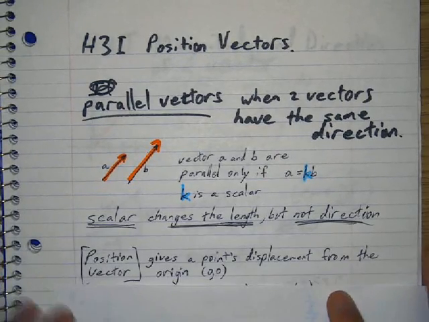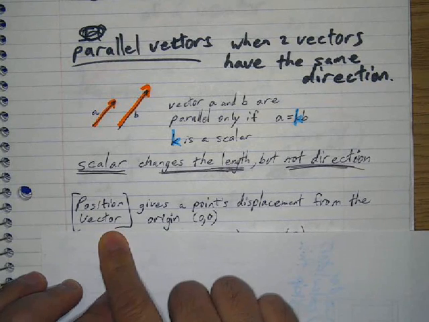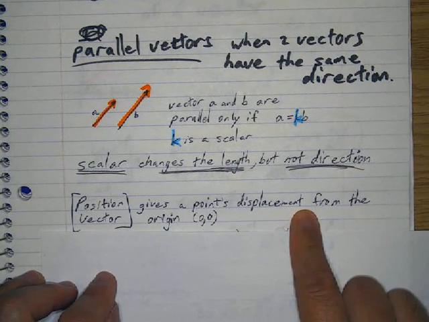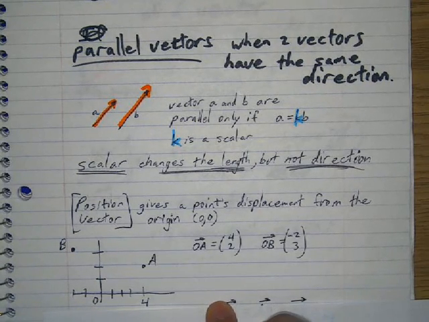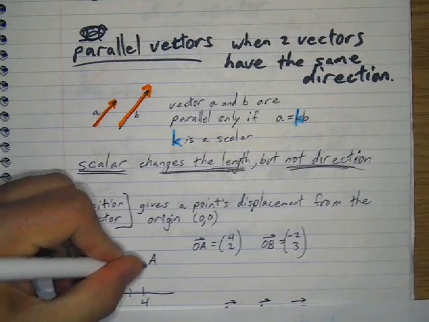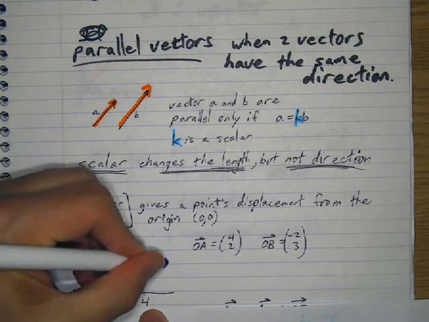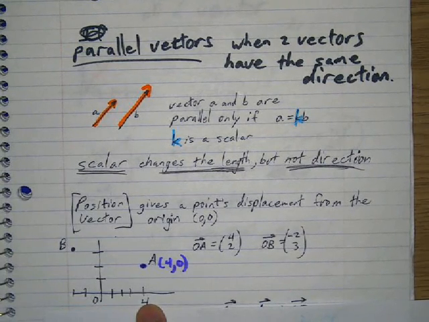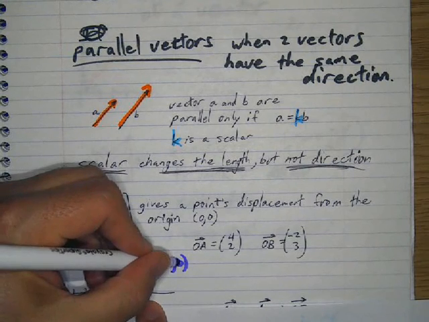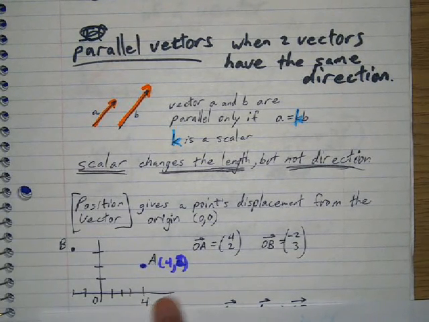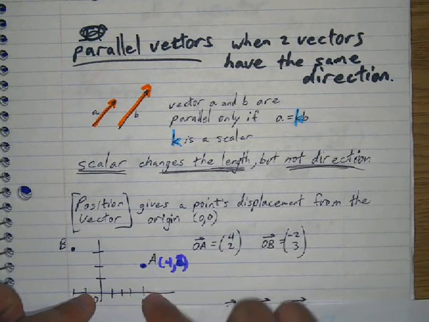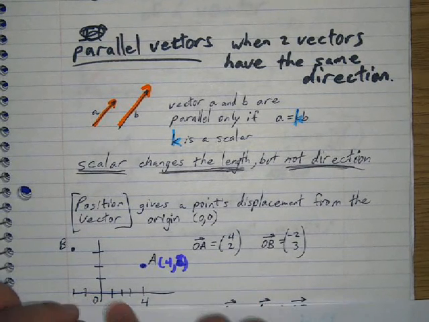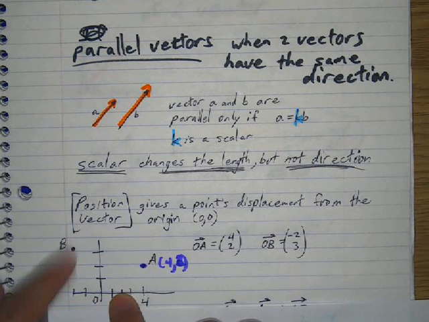Okay, position vectors. Position vectors are when you've got a point and the displacement is from the origin. So in this example here, I know the coordinates of A here is 4, 0, right? No. 4, 2. Oops. Okay, 4, 2. And so if I'm going from here to here, I'm going to the right 4, and if I'm going from here to here, I'm going up 2. And to go from the origin to B, I'm going to the left 2 and up 3.